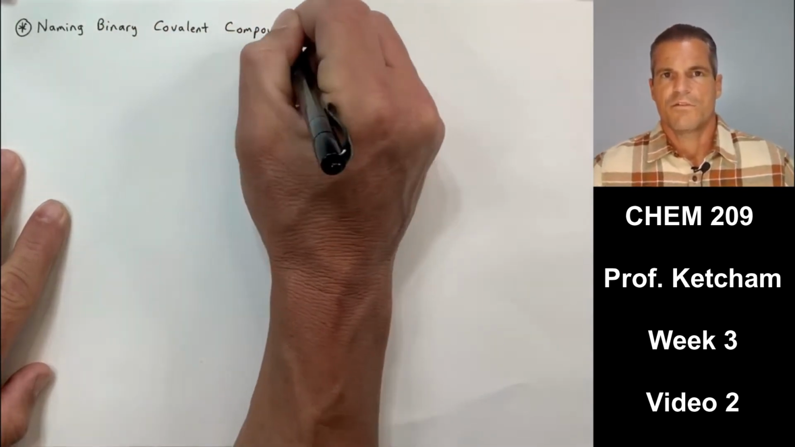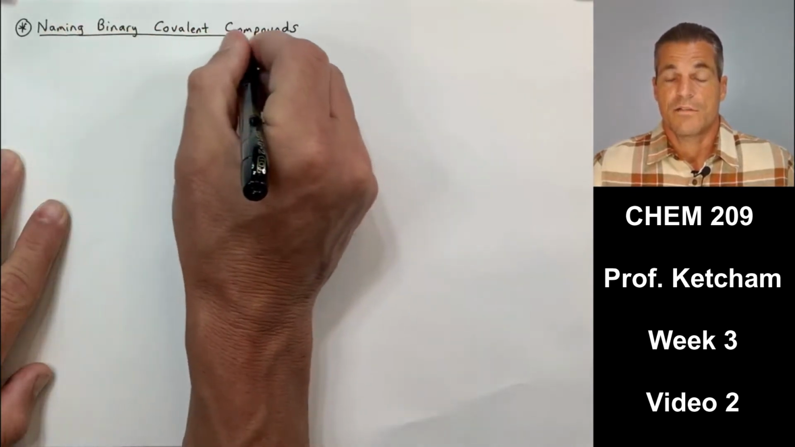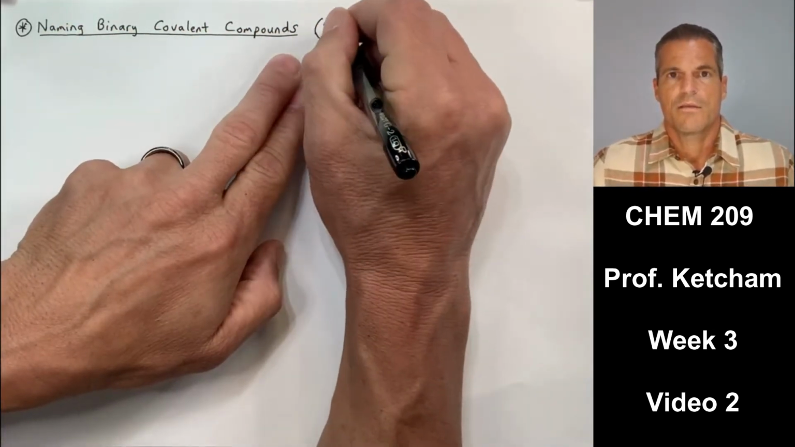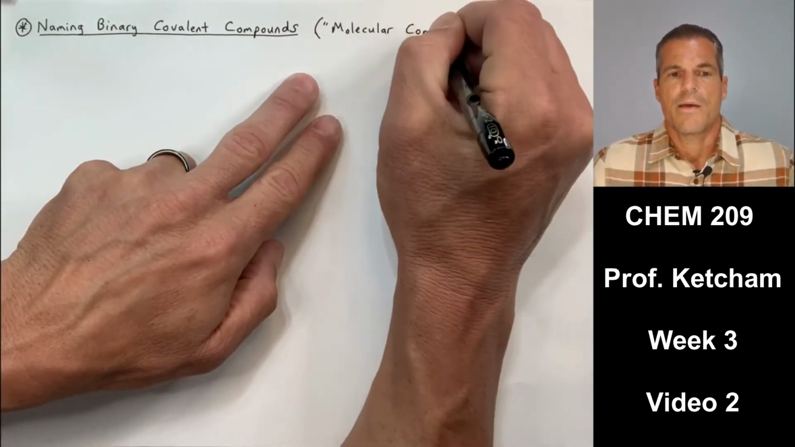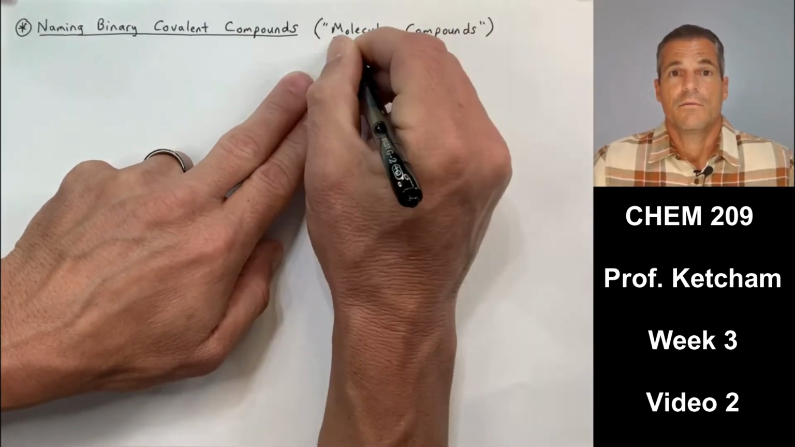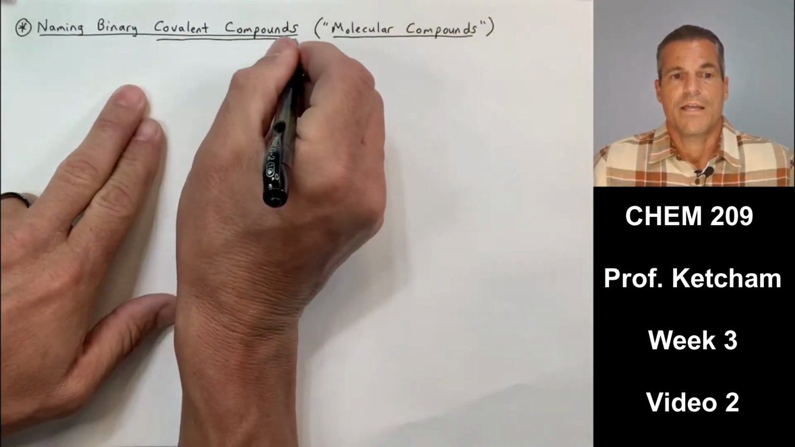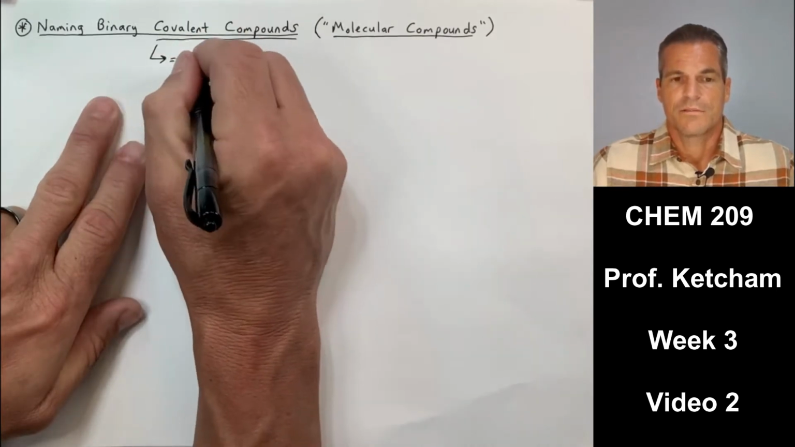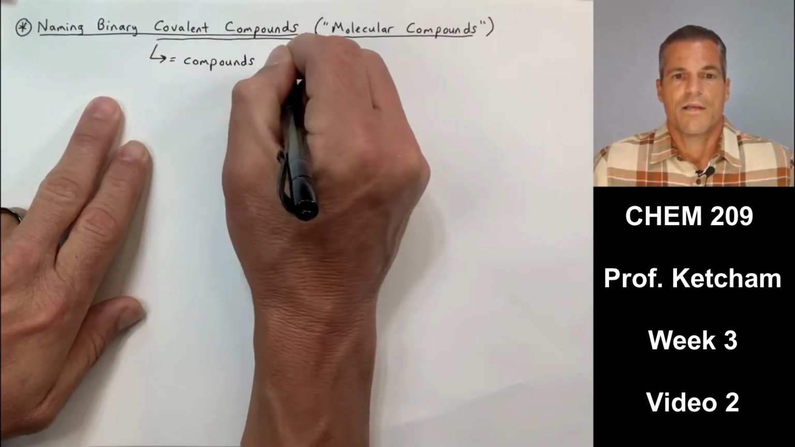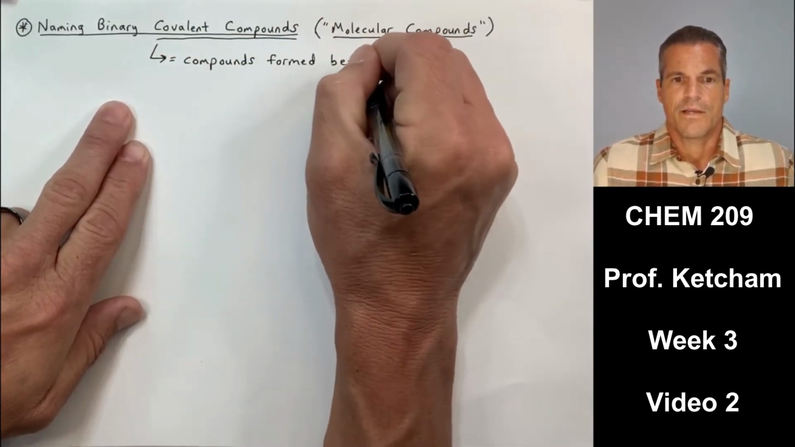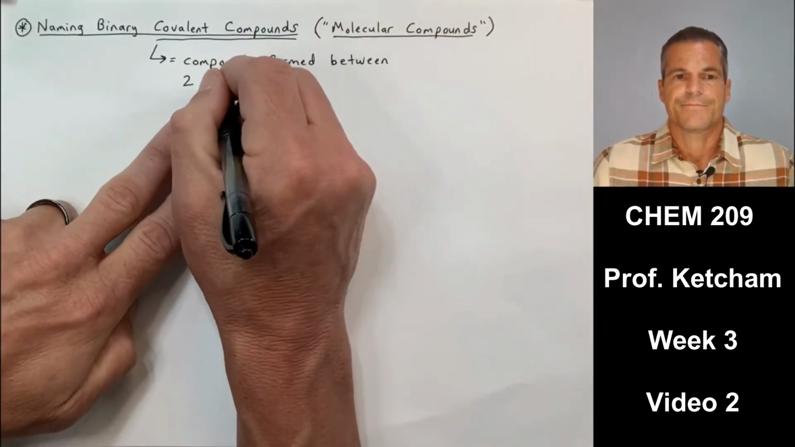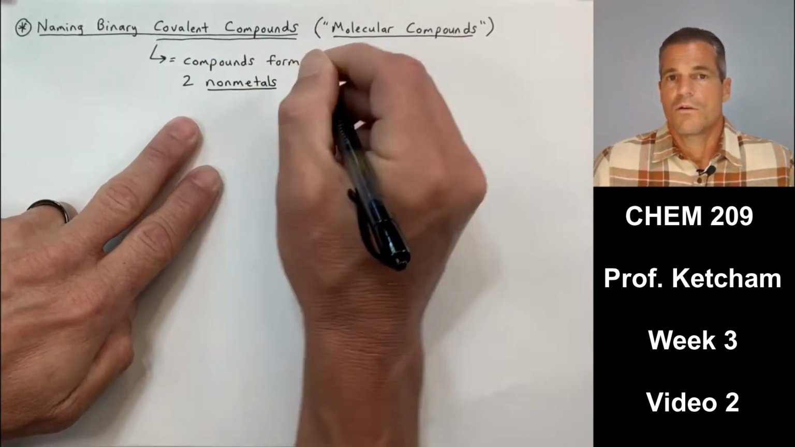So we've already covered naming ionic compounds, and that took us quite a while. Heavy topic. Last two videos were on naming ionic compounds. Now I want to talk a little bit about naming binary covalent compounds. Now, covalent compounds are also called molecular compounds, as we've discussed already. So, what are covalent compounds?